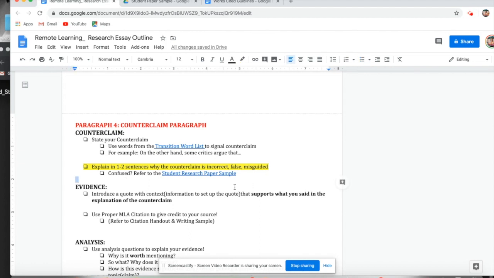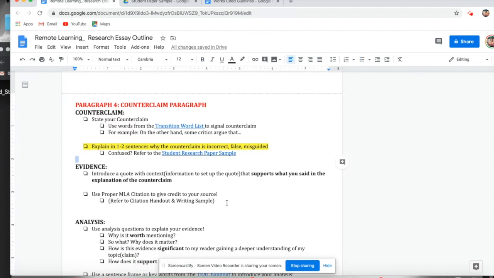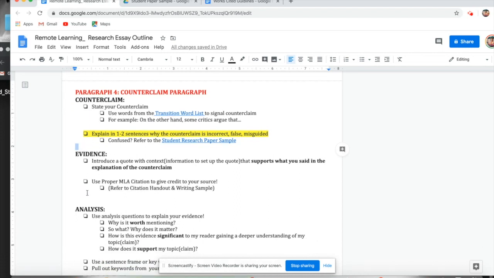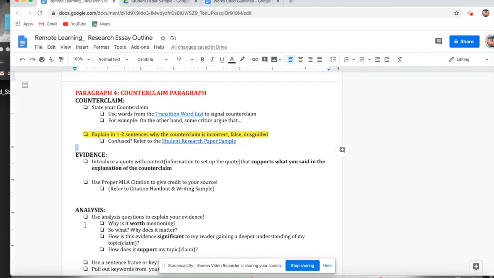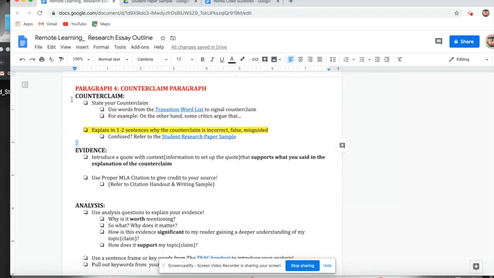Confused? Go to the paper. And I'm going to go to that in 1 second. Okay. So pretty much it still follows the EA situation. You're only doing it once, but the change here is that you're making a counterclaim and you're explaining why it's incorrect. Okay, that's actually I think the cool part about it.